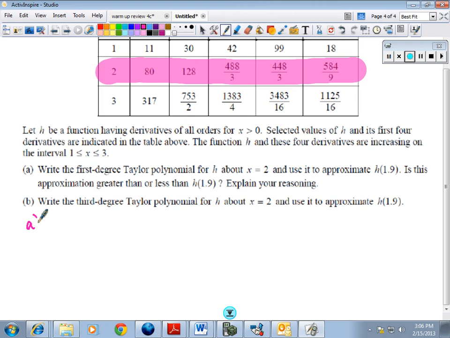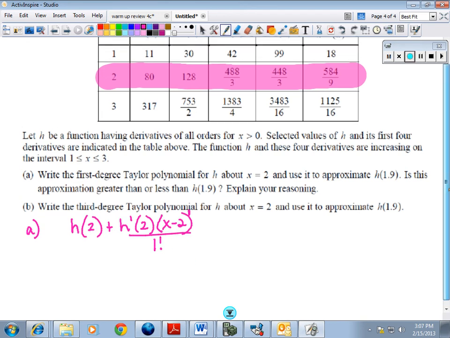So we want the first degree Taylor polynomial. Well, the first degree Taylor polynomial is just the equation of the tangent line. When they say degree, they're talking about the exponent. So it's just h of 2 plus h prime of 2 times x minus 2 over 1 factorial. If you notice, the prime, the exponent, and the factorial always match. When they say first degree, they mean this right here. If it's second degree, they want you to go out to the squared, third degree to the cubed, and so on and so forth.